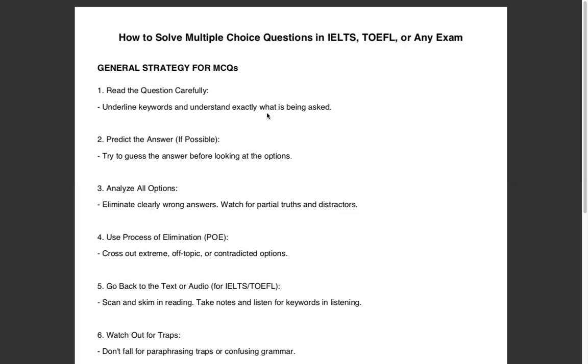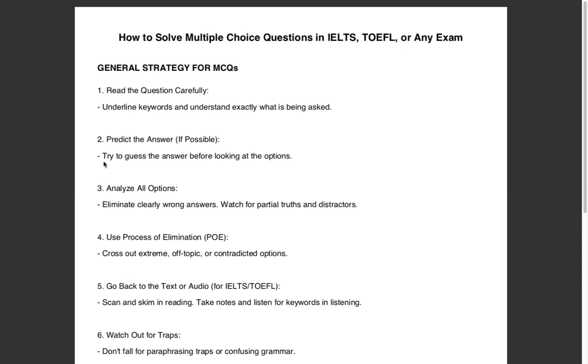But the prediction means that you understood the question, because the second point came right after the first one. After you read the question and understood it, you can make a prediction. Making a prediction is a very useful strategy to guide you to the final and correct answer. So prediction is very important. Never underestimate it.